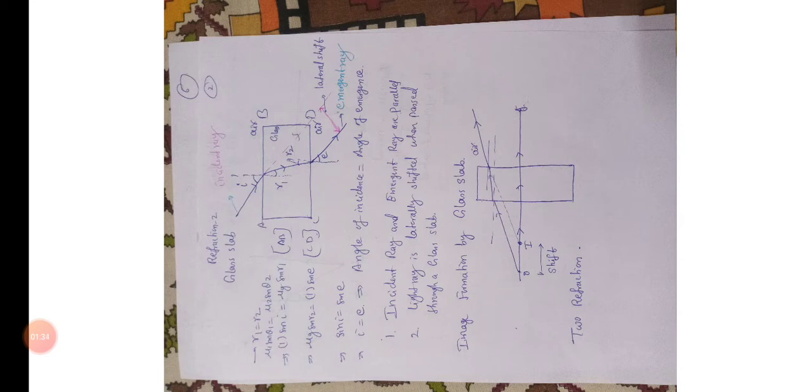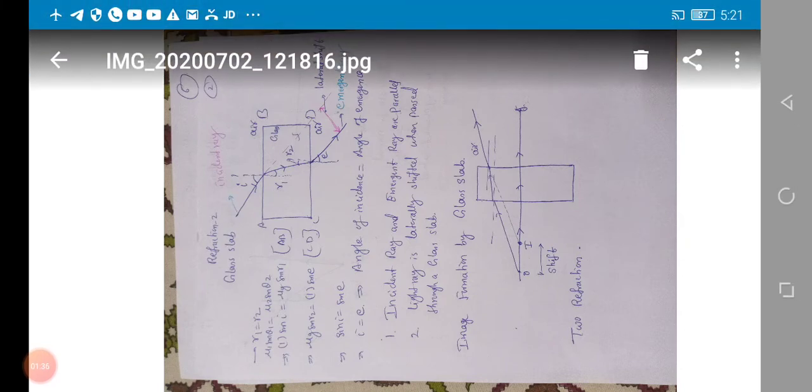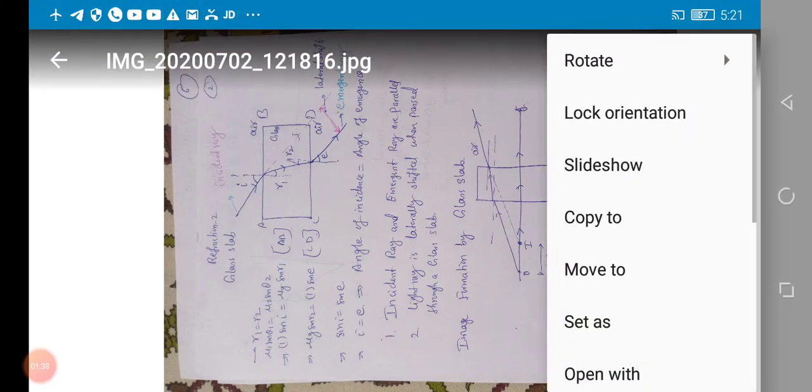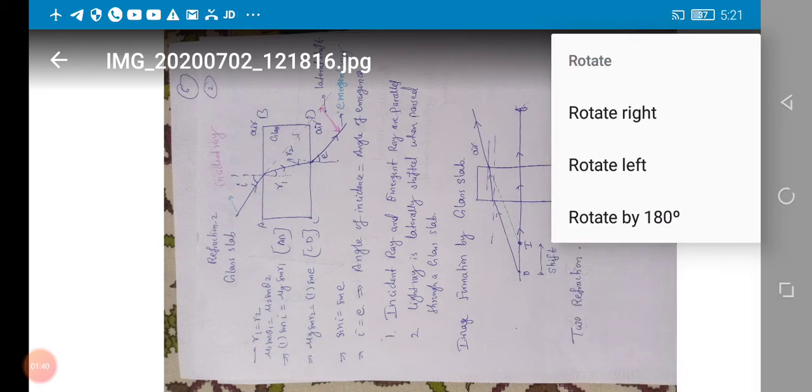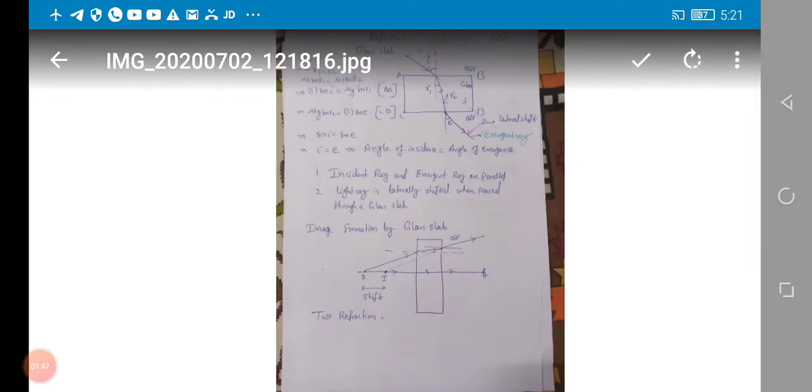And what is mu2, student? Mu2 is the refractive index of the medium in which the light ray is traveling, the second medium.